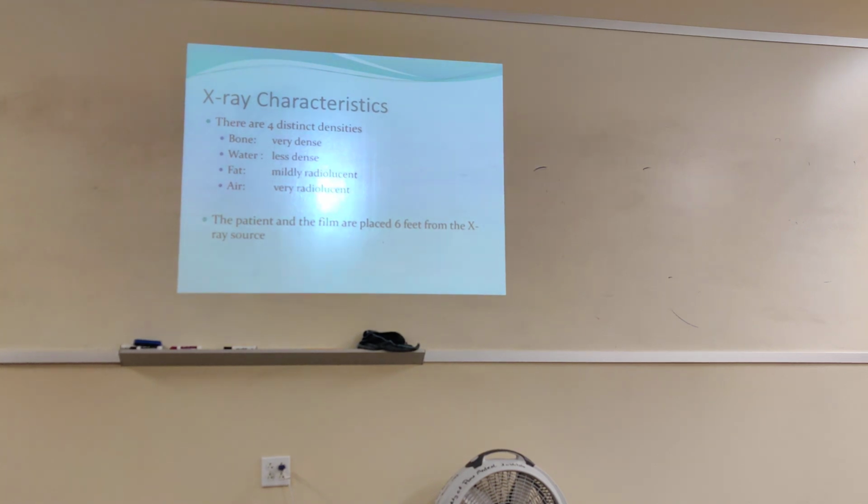The patient and the film are placed 6 feet apart from the X-ray. If you're doing anterior-posterior, then the film will be at the patient's back, and you stand about 6 feet away and shoot the film. If you're doing anterior, then the film will be in front of the patient on the cassette. I think they call it cassette now, or even film. I don't know which one is the modern name for it. But you have to be 6 feet apart.